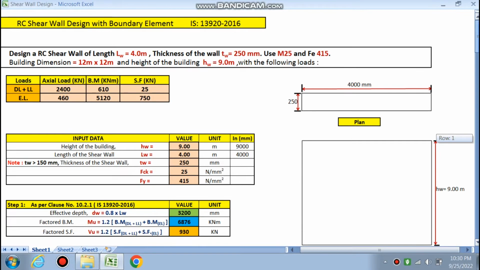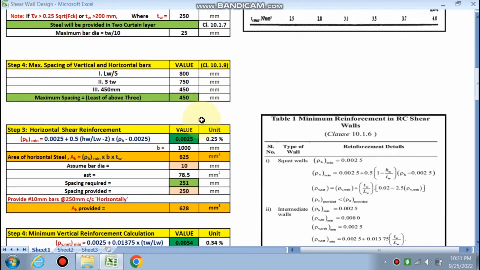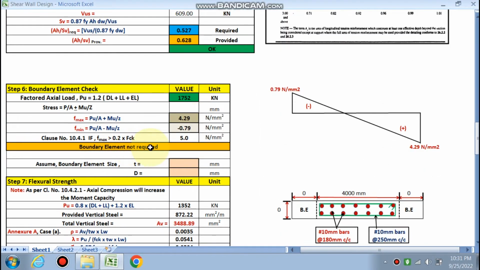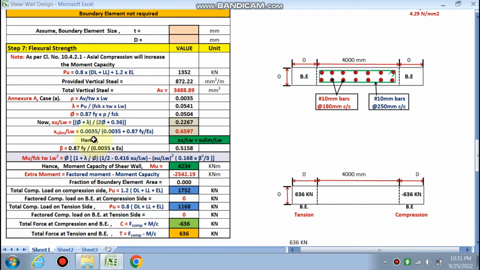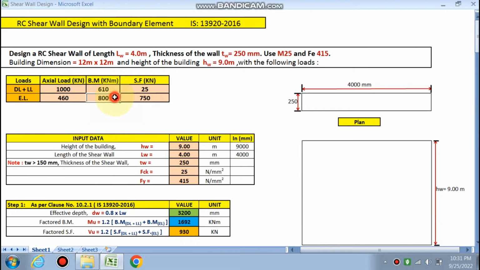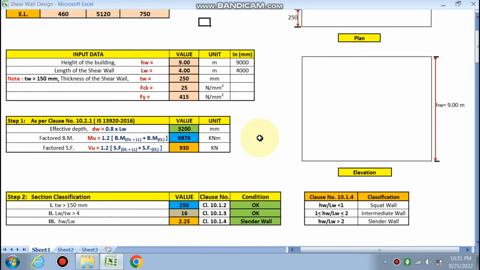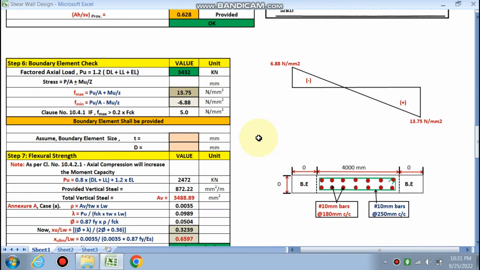If we change our moment capacity to 800, the boundary element is not required, so we do not have to do the boundary element check, and the whole shear reinforcement calculated earlier will be provided in the whole wall. In our case the moments are 5120 and 2400, so let's check. f max is 13.75 and the limit is calculated as 5, so f max is greater than 5, and the boundary element shall be provided.